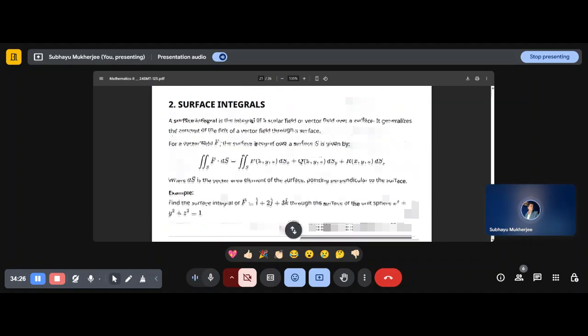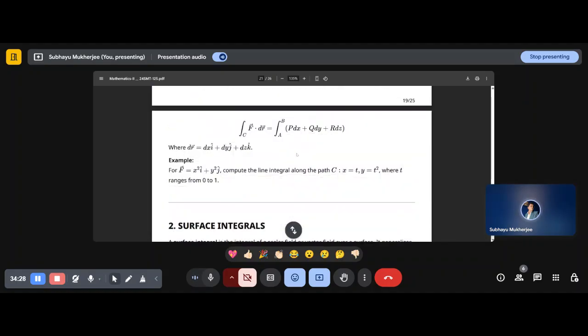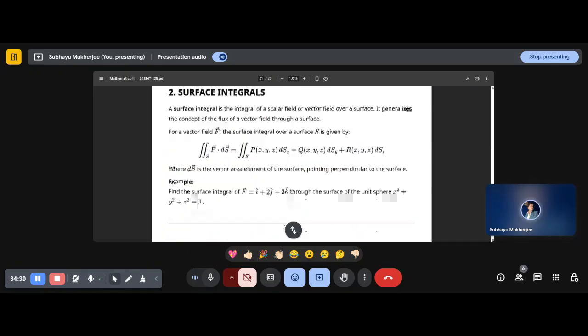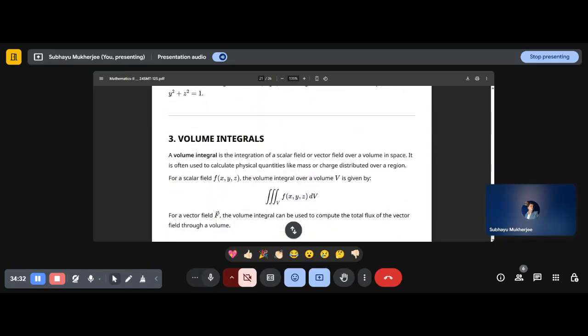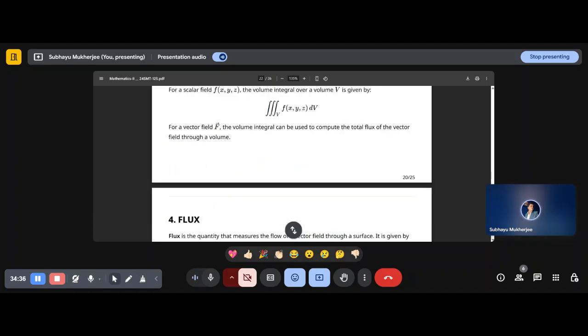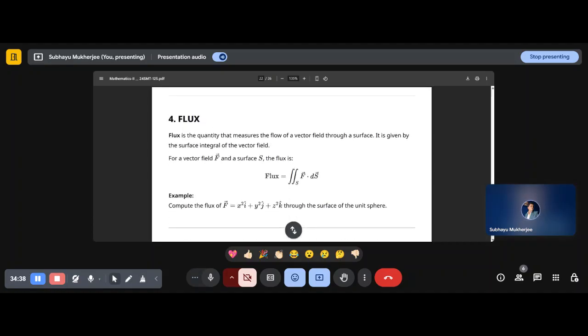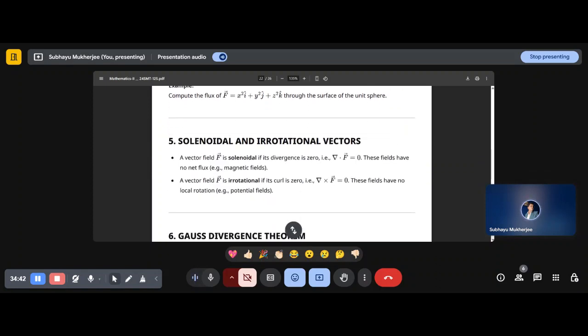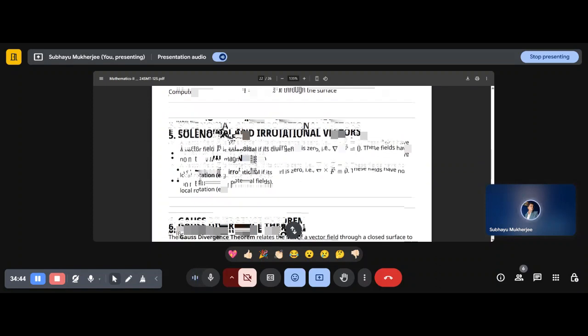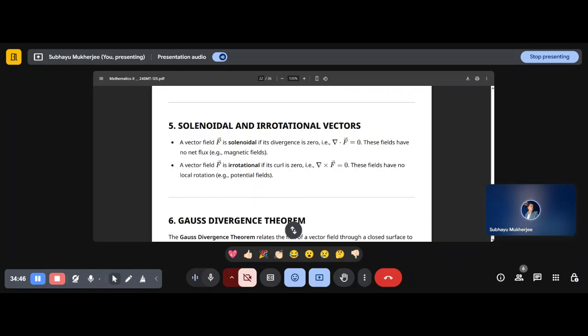Now look, in a line integral there is basically a single integration, in a surface integral a double, and in a volume integral a triple. I'll be sharing a formula chart with you guys which will help you ease the concepts. And the definition of flux is very important. You just go through it well. And solenoidal and irrotational vectors: a vector is solenoidal if its divergence is zero and irrotational if its curl is zero.